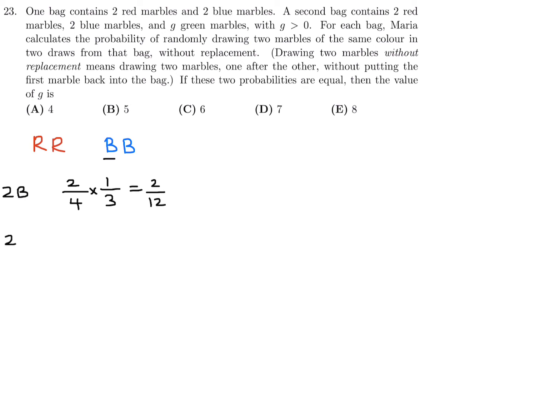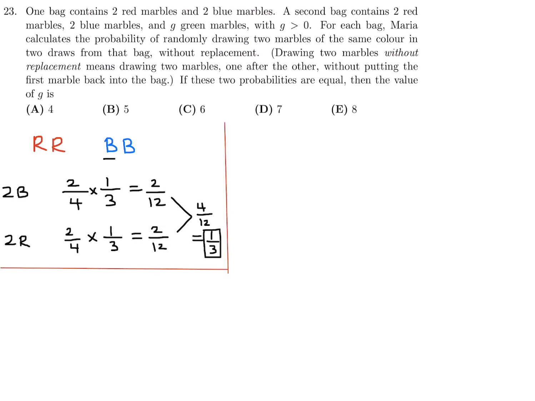Now we want to calculate the probability of 2 red. 2 red, same thing actually. The first selection can be red with a probability of 2 over 4, and then the second one can be red with a probability of 1 over 3, so that's 2 over 12. Then you add these, you get 4 over 12, which is equal to 1 over 3. That is that probability.